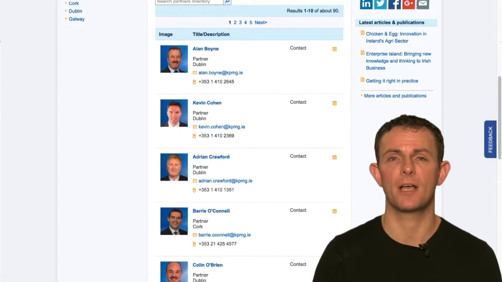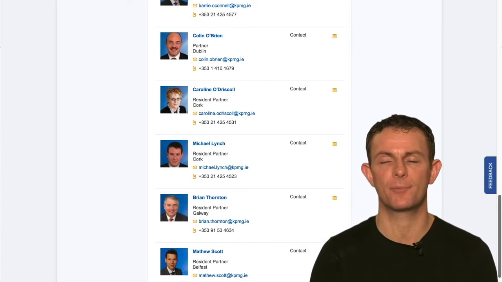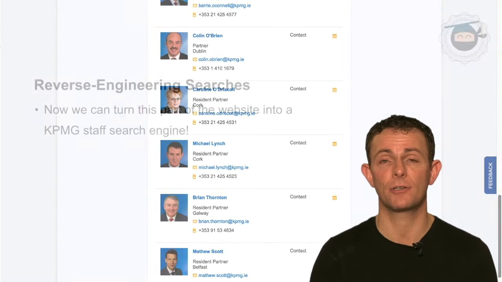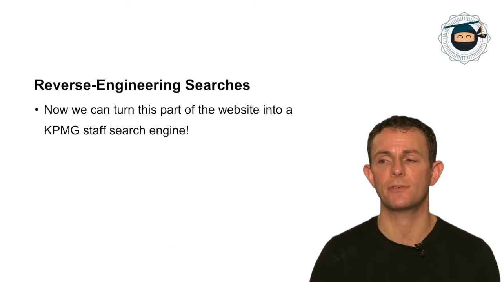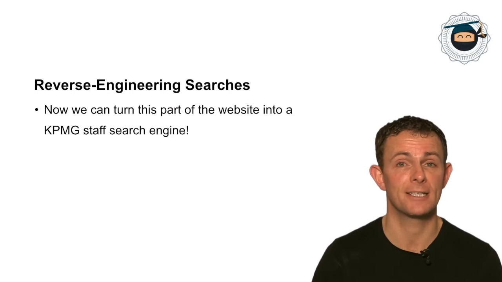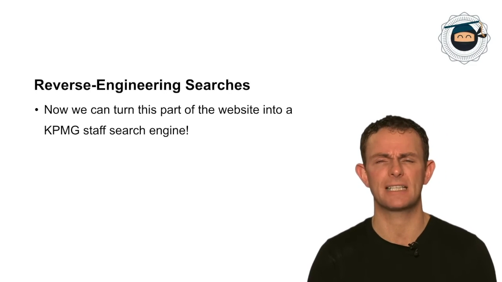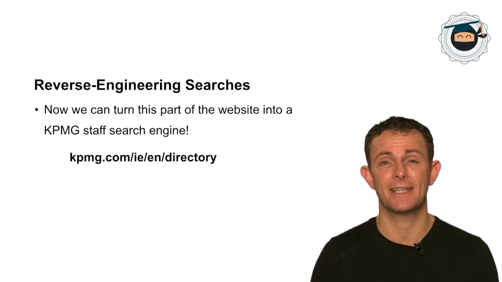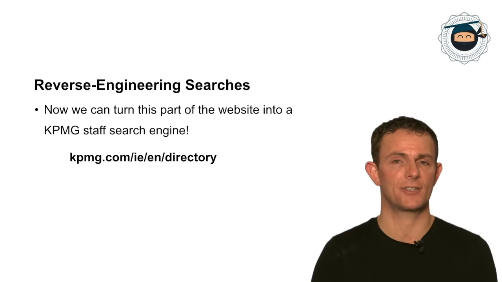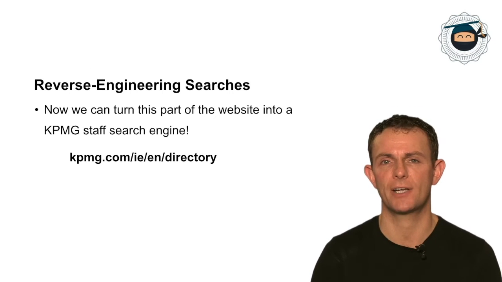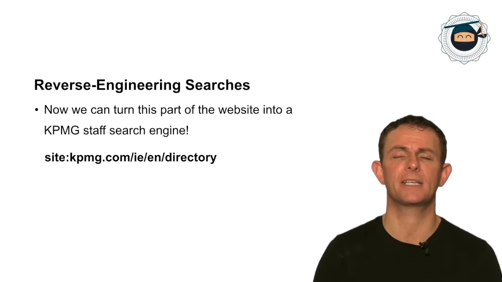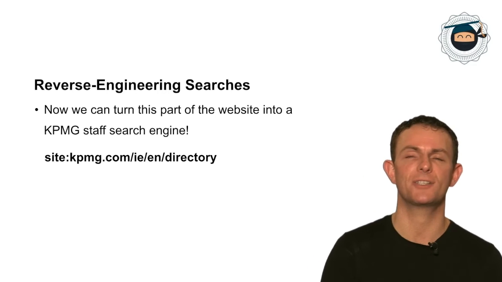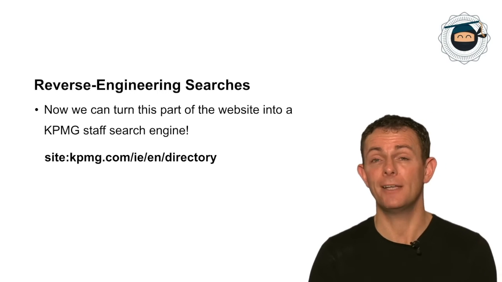But I want to focus on particular keywords that might be on their profile pages. Let's say I don't want to look at every staff member. I want to turn that part of their website, that staff directory, into my own KPMG staff search engine, so I can run my own keywords in it. So we start with the web address that we know contains everything, kpmg.com/ie/en/directory, which we figured out. And we put a site command search in front of that. So it becomes site:kpmg.com/ie/en/directory, and then you just add keywords.